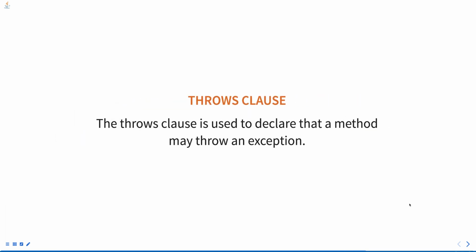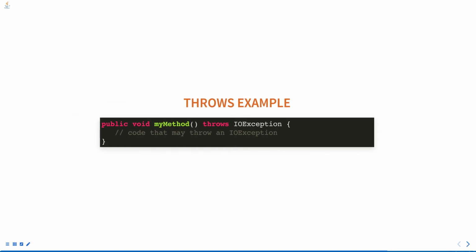Throws clause. The throws clause is used to declare that a method may throw an exception. This is used to indicate that the method may throw an exception, but it does not handle it. Instead, the exception is passed up the call stack to be handled by the calling method or by the main method. And below is an example of a throws clause.